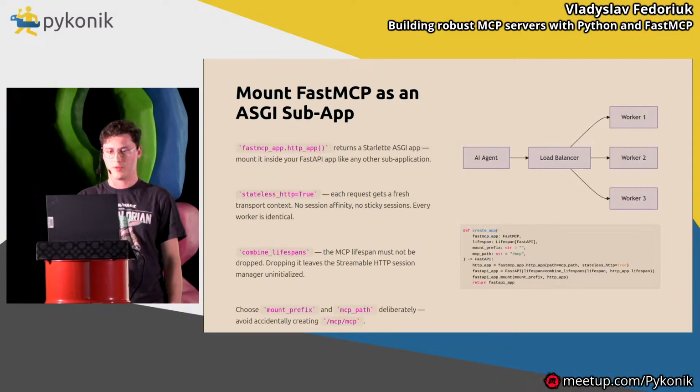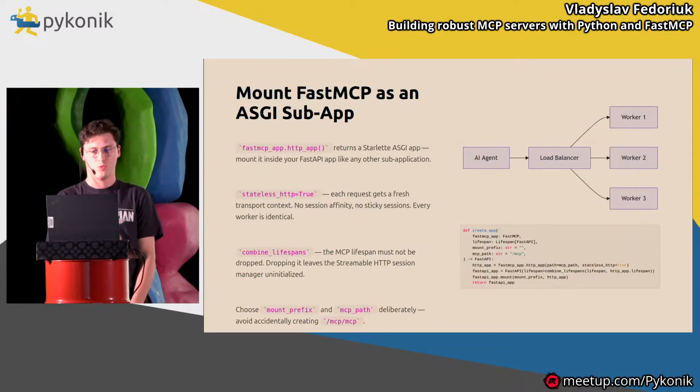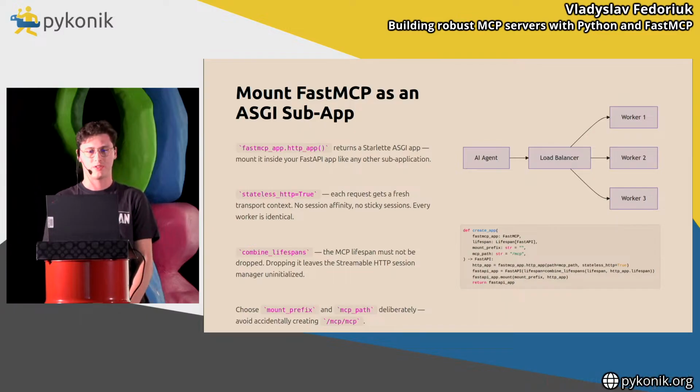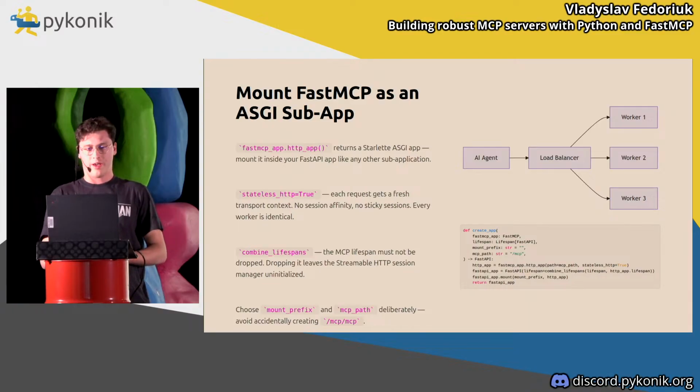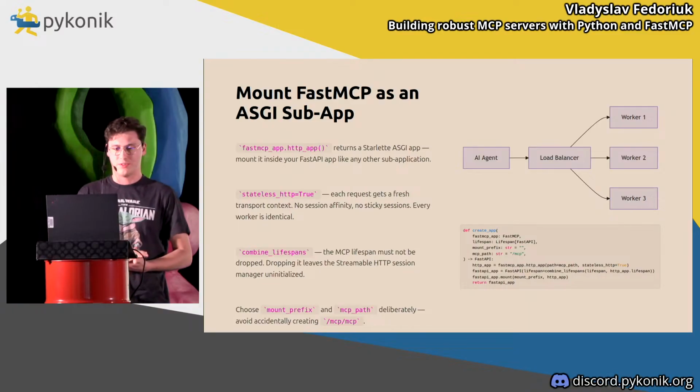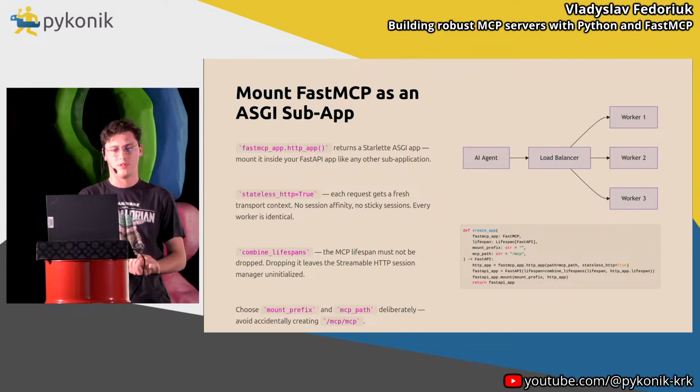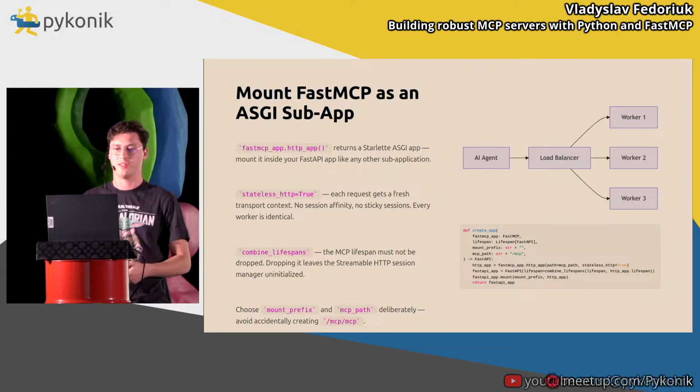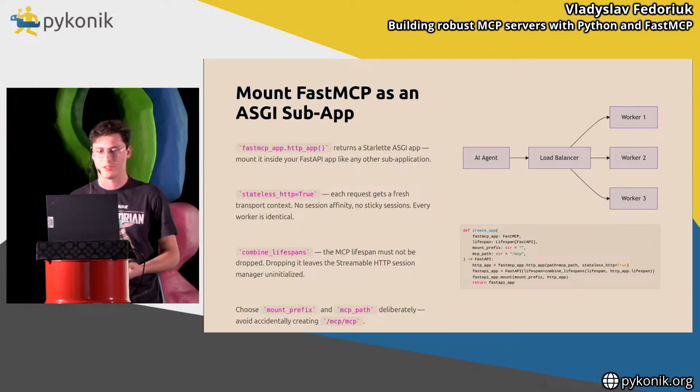Another thing that happens inside the app factory is mounting the FastMCP instance as an ASGI sub-application, and there are several things to keep in mind. First of all, there is an HTTP app method, which returns an ASGI application that you can then mount. It's a Starlette application under the hood, and I will show it later.